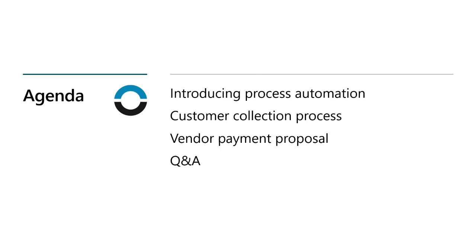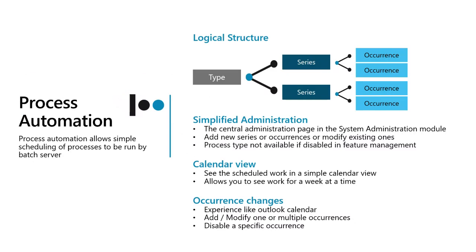Next slide, please. So the process automation. The process automation is a framework we have introduced, and it allows you to simplify the scheduling of processes to run by the batch server. So without this, scheduling a batch task is an activity which is very hard to be done by end users. But with this process automation framework, we do bring a possibility to simplify this activity.